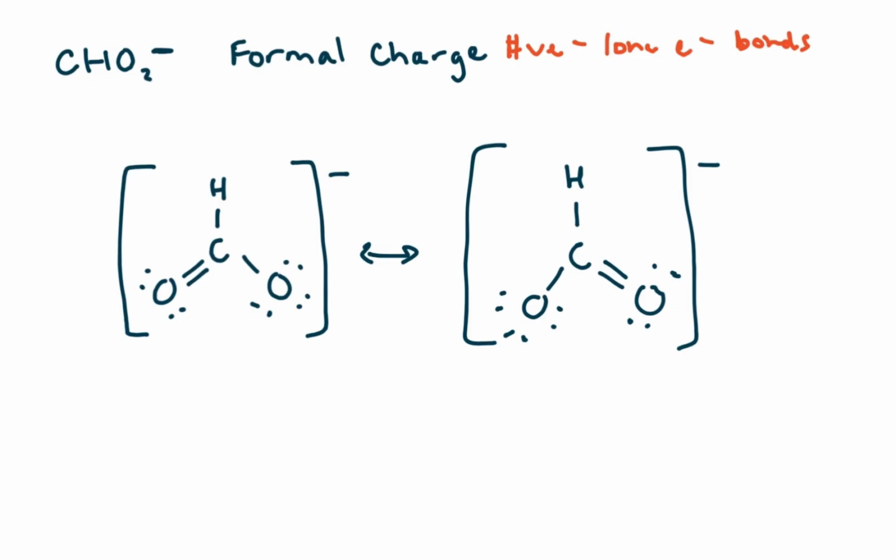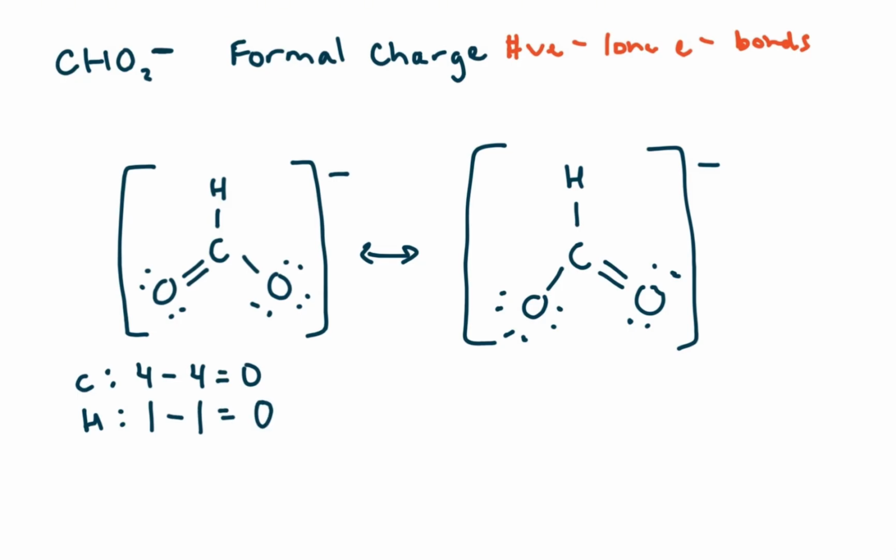Let's start with the diagram on the left. So carbon has a total of 0 lone electrons and 1, 2, 3, 4 connected bonds. So we would take the valence electrons, which is 4, minus 4 bonds equals a formal charge of 0. Now hydrogen has a total of 1 valence electron and also the total of 1 bond connected to it. So we would take 1 valence electron minus 1 bond equals 0. So once again, this one has a formal charge of 0.